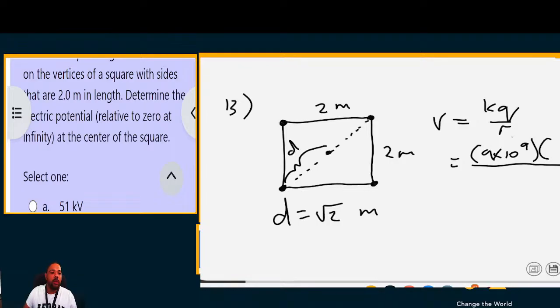Q is 2 microcoulomb. 2 times 10 to the negative 6.